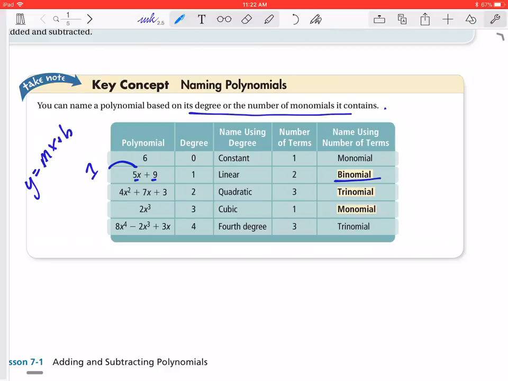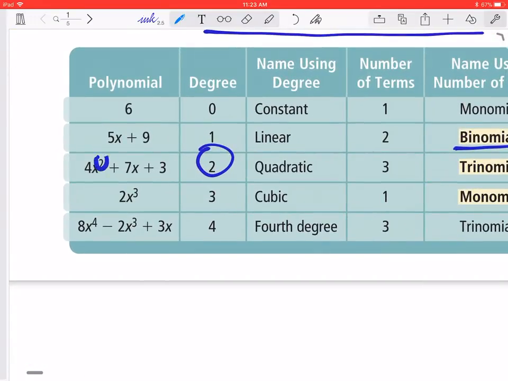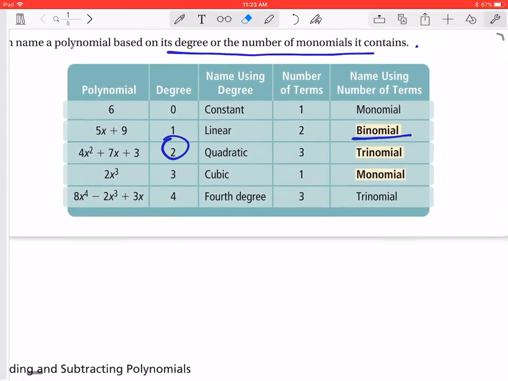We have 2 terms. Now, the next one's where we start getting a little complicated. We have 4x squared plus 7x plus 3. For the degree of the polynomial, we look at the highest degree. So the highest degree here is 2. We have that degree right above the x. We know that the 2 that's with the x there is the highest degree. The degree with the other x is 1, okay? So that won't be our highest degree. All right, and this is a quadratic. We call this a quadratic.